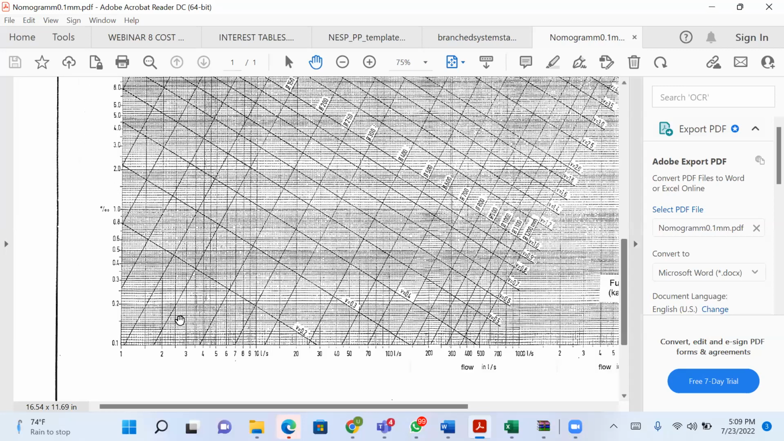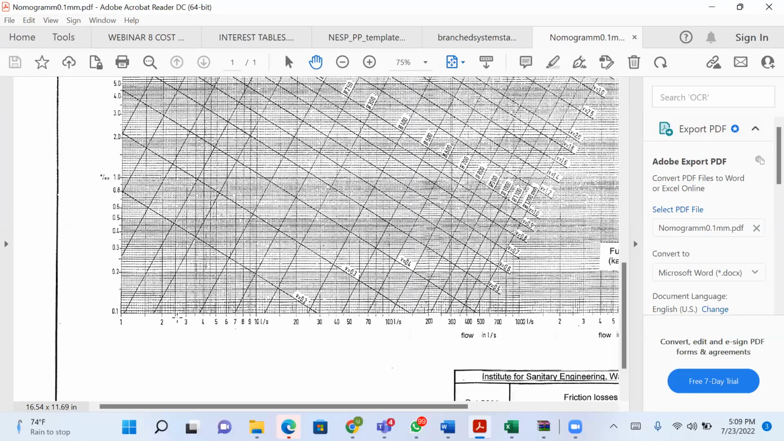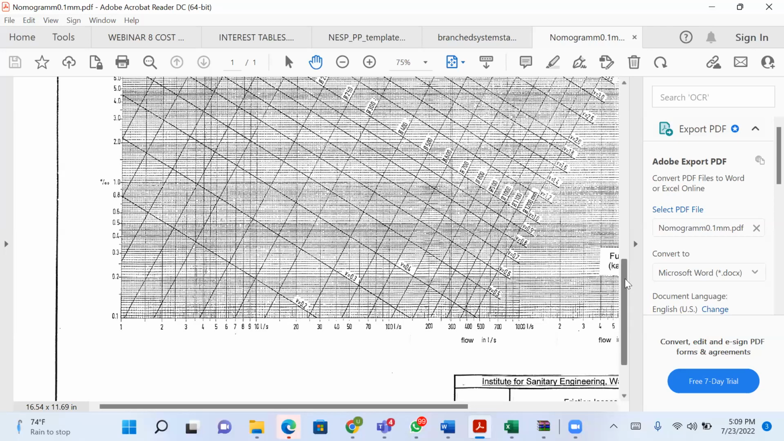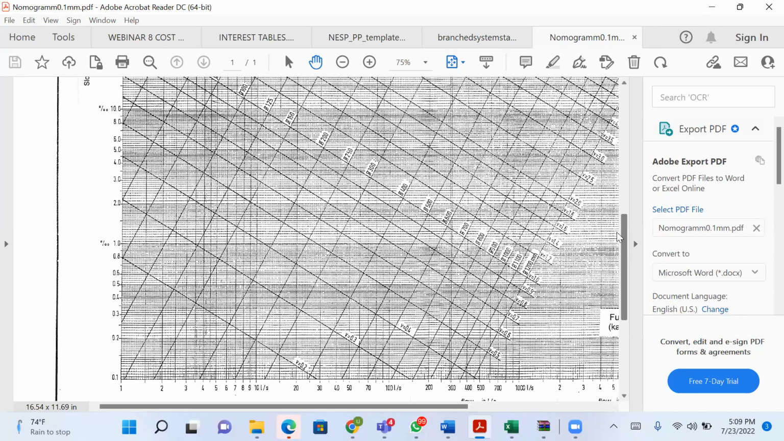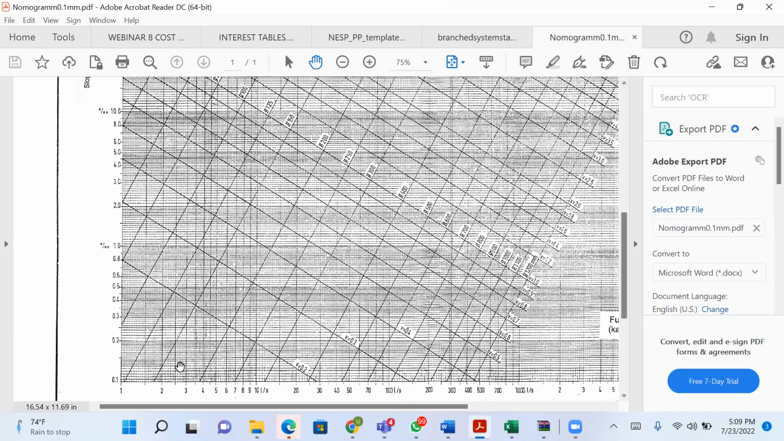So here we say 2.3. I have to read off 2.3 until we get to the slope, which is 2. So it's now closer to 100. It's between 80 and 100, and therefore we choose 100.